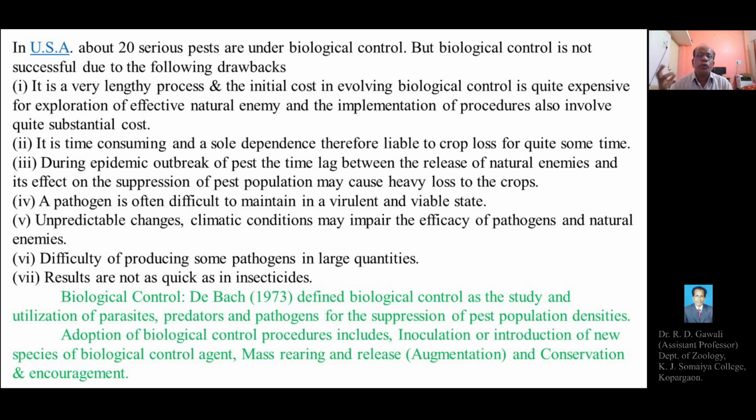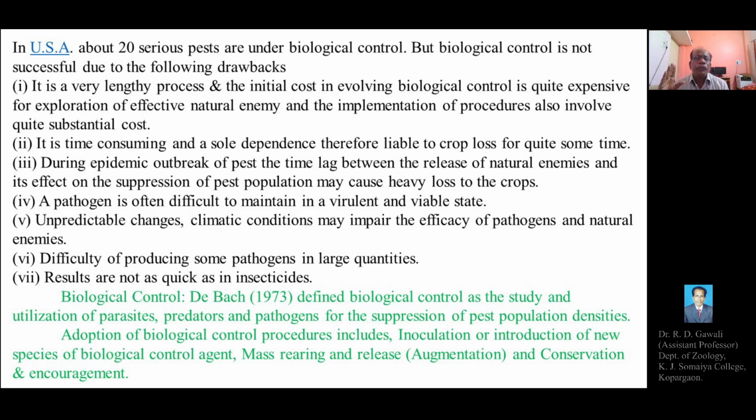Then there is the difficulty of producing some pathogens in large quantities. So it is also a difficult process to produce large quantities of pathogens so as to use them as biological agents. Then results are not as quick as insecticides. The most important drawback of biological control is that control of the insect pest population is not as quick as in the case of insecticides.